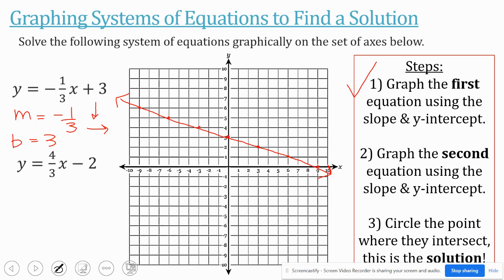Okay, so that was the first step, graph the first equation. The second one is to graph the second equation using that same method. We're going to use the slope and the y-intercept. So our slope is 4/3, and our y-intercept is -2.